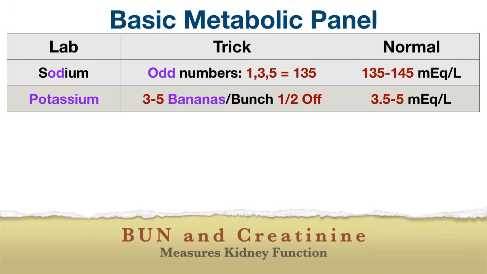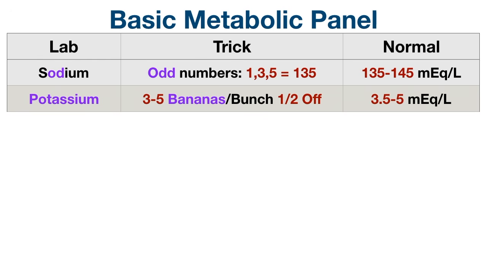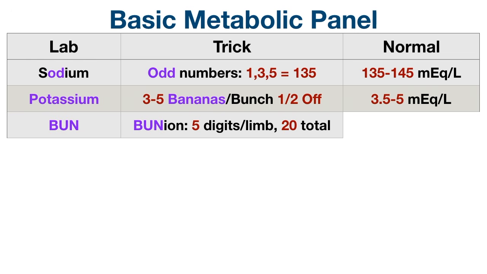As we said before, the basic metabolic panel also assesses renal function, which includes a BUN and creatinine. Starting with the BUN, you can use the word bun to help you remember bunion. Bunions are typically located on the toes or digits, and we have 5 digits per extremity with a total of 20 digits. This will help you remember the normal range for BUN is 5 to 20.